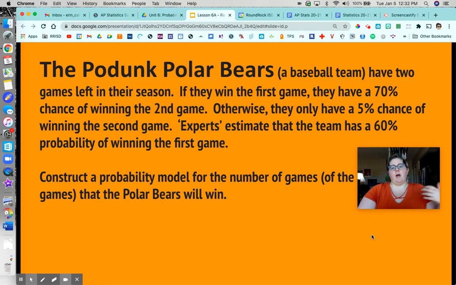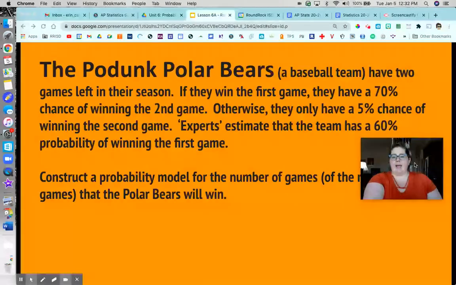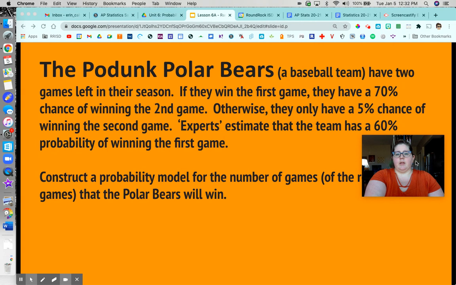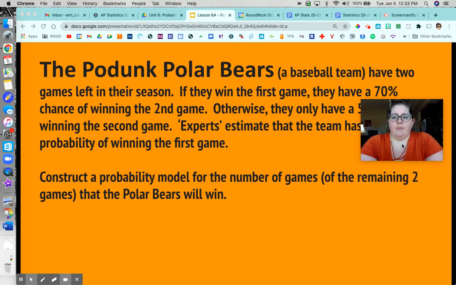So we're going to start with a problem where we are creating a discrete random variable or a probability model based on a certain probability situation. This will use a little bit of what we learned at the end of last semester. The Podunk Polar Bears, which is a baseball team, have 2 games left in their season. If they win the first game, they have a 70% chance of winning the second game. Otherwise, they only have a 5% chance of winning the second game, right? If you lose the first one, you lose your motivation, lose your momentum, perhaps. Experts estimate that the team has a 60% chance of winning the first game.